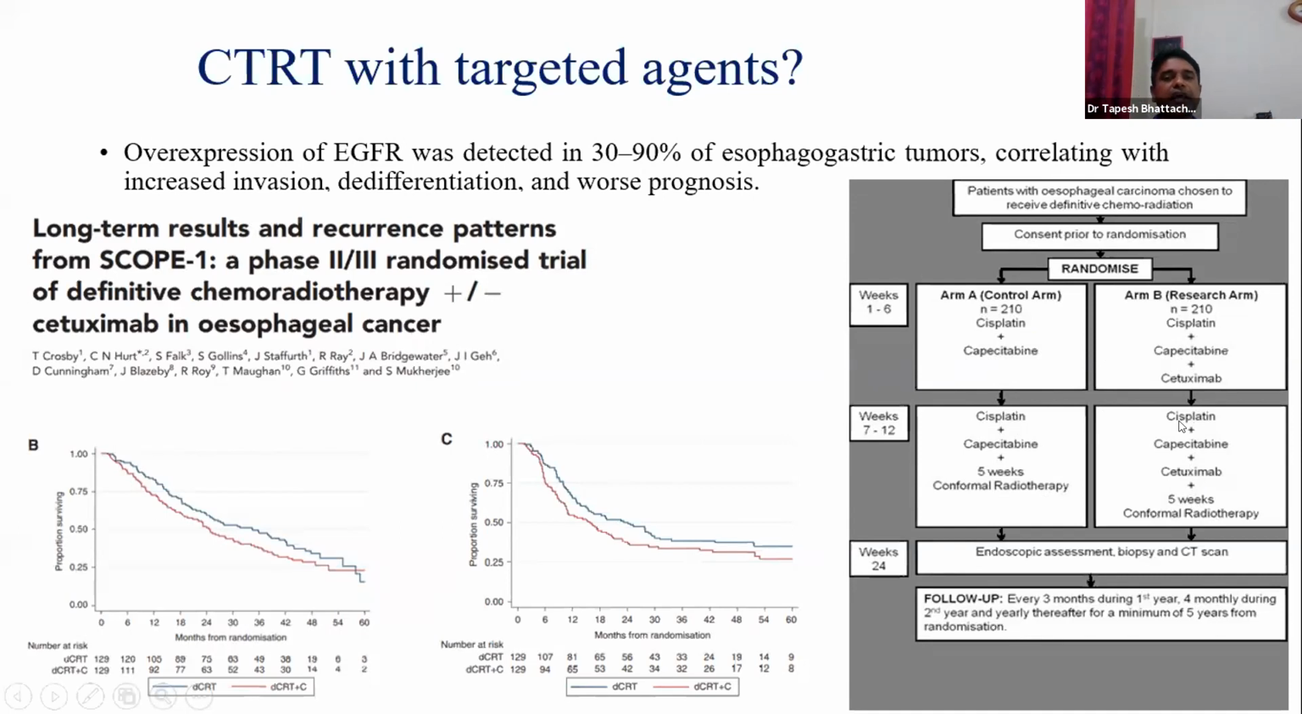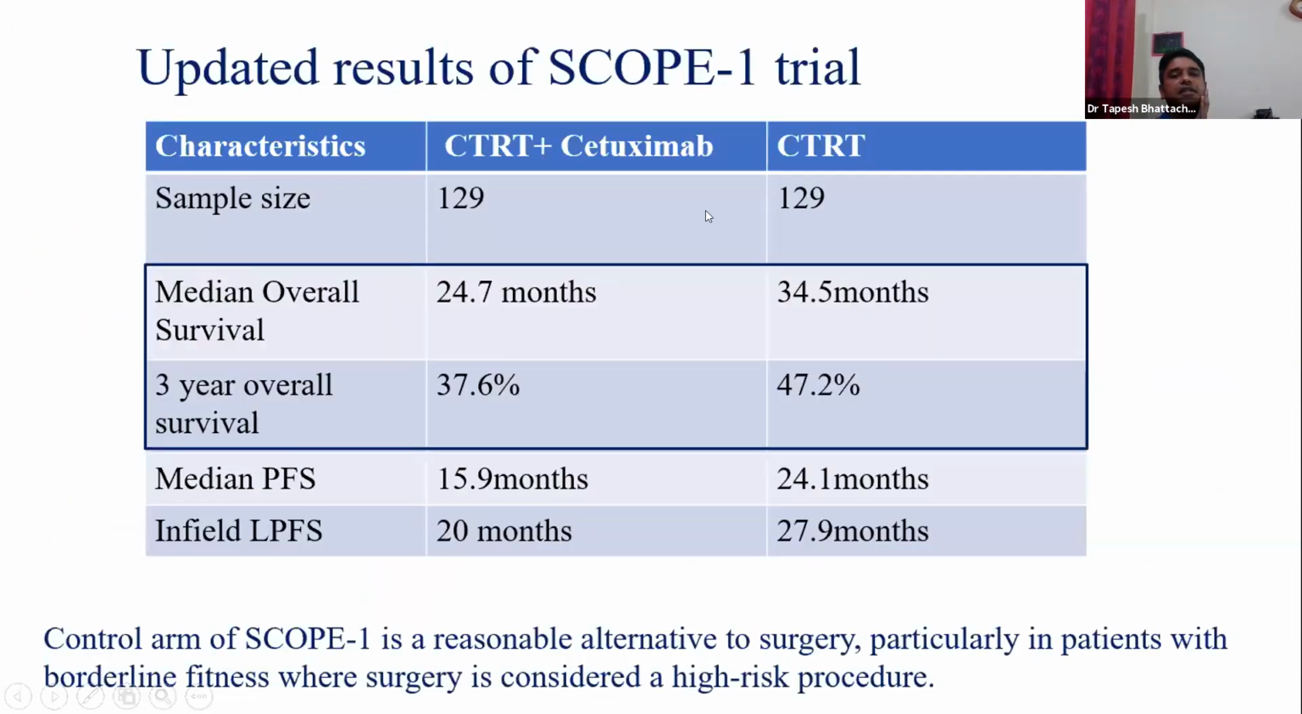So what they have found, if we see the updated results of SCOPE, yes, CTRT plus cetuximab has not done well, and actually it has shown detrimental results. Median overall survival in the CTRT arm was 34.5 months, and in the cetuximab arm it was only 24.7. 3-year overall survival was also low in the cetuximab arm. So what we can say is that the control arm of SCOPE 1, that is the chemoradiation, is a reasonable alternative to surgery, particularly in patients with borderline fitness, where surgery is considered a high-risk procedure.